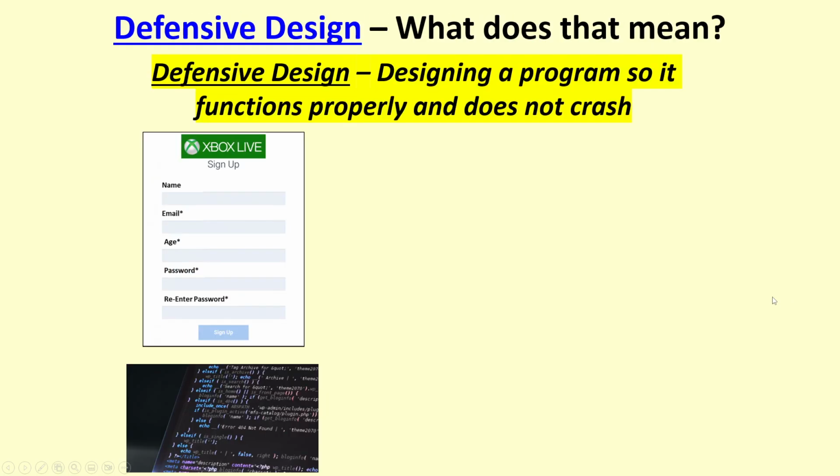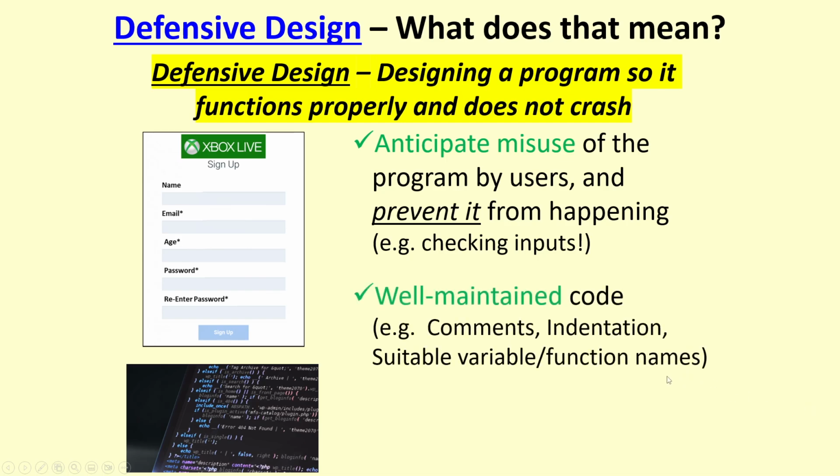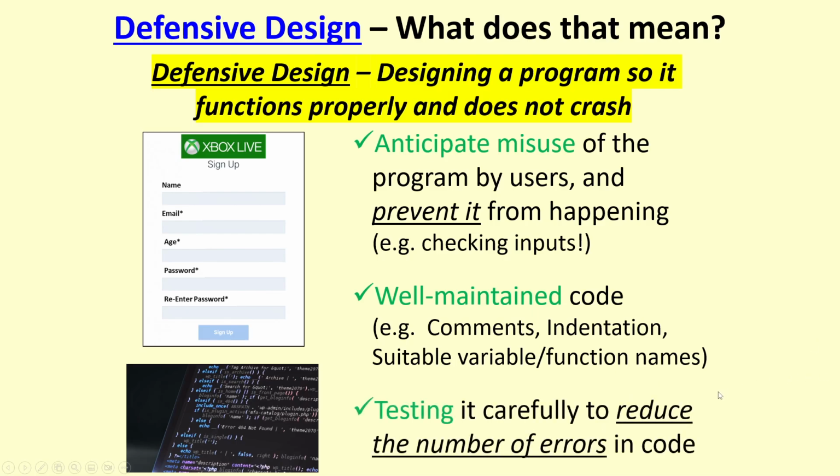Okay, just a reminder, we are talking about defensive design. What does that mean? It's making sure a program is designed so it functions correctly and does not crash. That includes anticipating the things that could go wrong, the misuse of the program, preventing it from happening, making sure the code is well maintained, well looked after, and testing it to reduce the number of errors. Last week we looked at input validation, anticipating how it could be misused. This time we are looking at maintenance and testing.